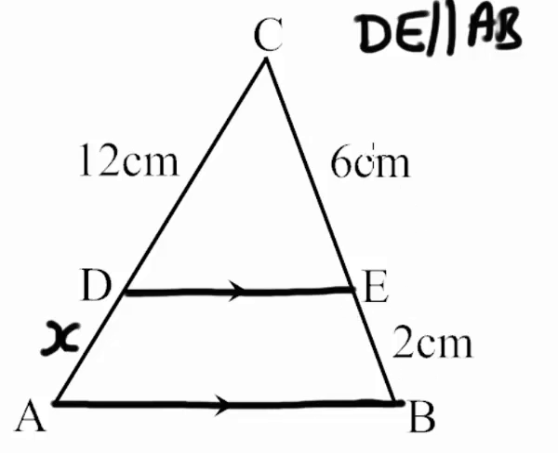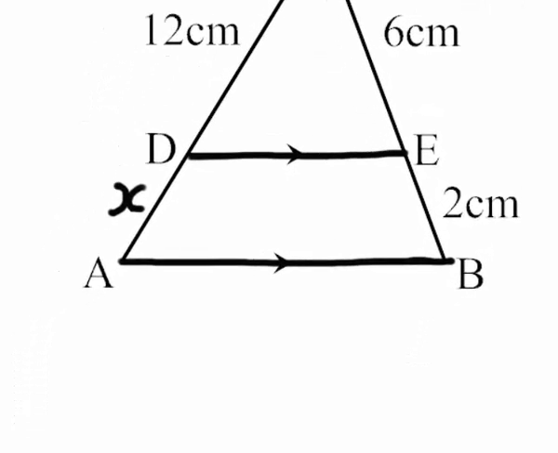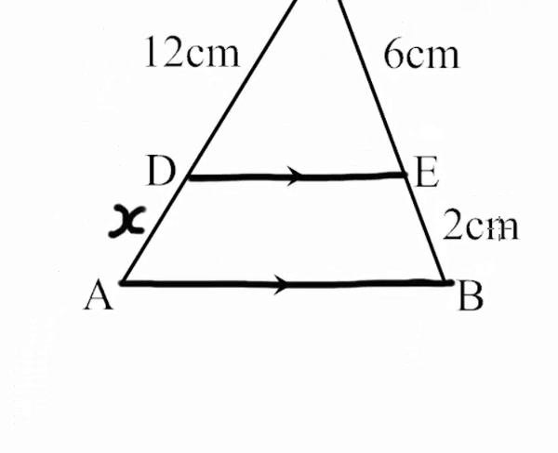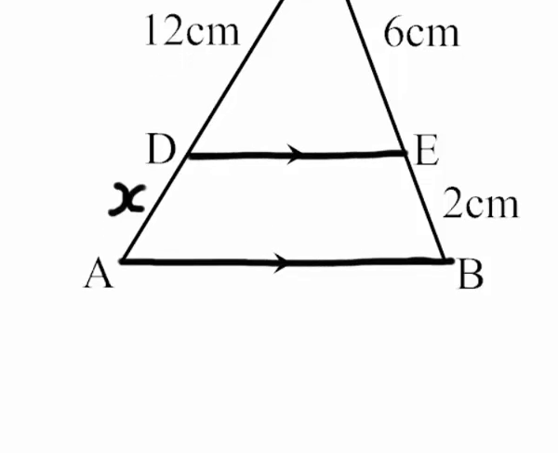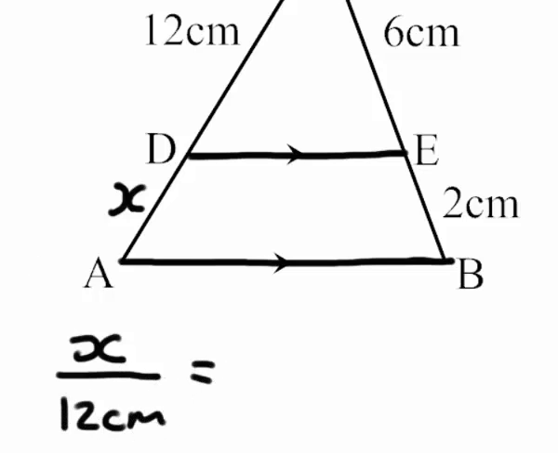Now notice, the length of DC is not the length of CE, so you can't equate those. But what you do know is something very interesting: if you've got the lines parallel, you could say, well look, I want x, so I could say x divided by 12 centimeters. So how did I actually go?